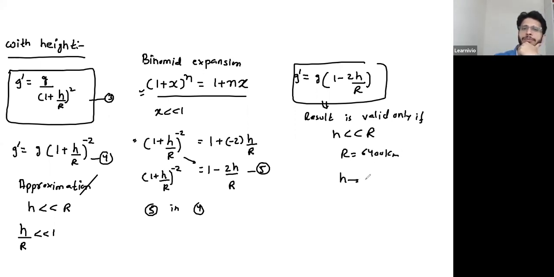So if your h is in meters, like 200 meters, 300 meters, then you can use this approximation. If it is 1 kilometer, then it's better if you use the other one. At 1 kilometer, you will have significant error. If it is 200, 300 meters, then you can use this expression. The next is variation of acceleration due to gravity.